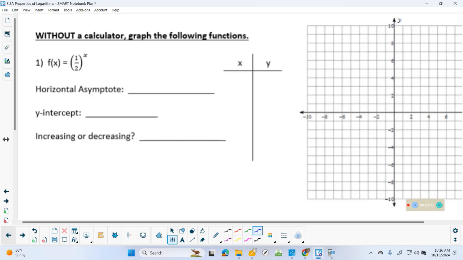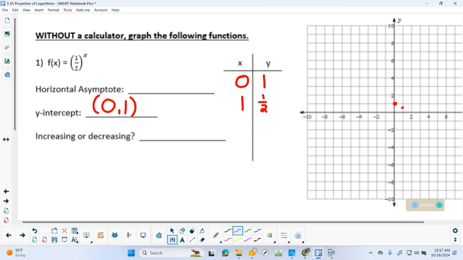So I'm going to start with the t-chart. Let's just get some points going. I'm going to put some easy numbers in for x. So what's 1/2 to the 0 power? 1. And I think I pretty much just answered your y-intercept. Let's just go for that right now. All right, let's put 1 in maybe. What's 1/2 to the first? Half. Oh, here come the fractions, right?